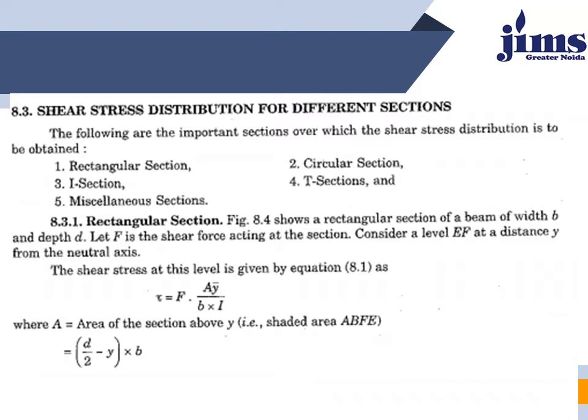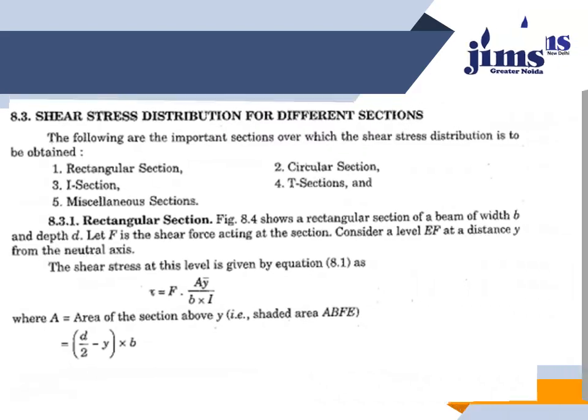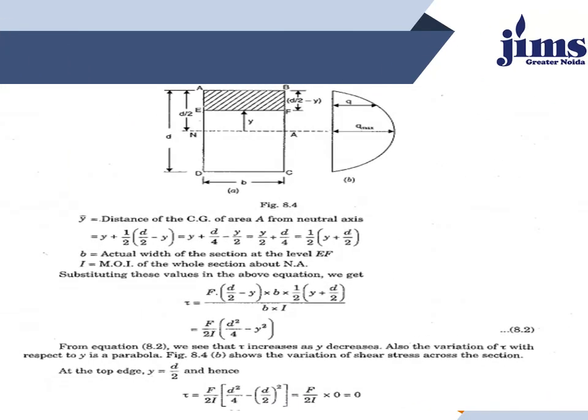The shear stress at this level is given by tau is equal to F A y bar divided by I into B. A is equal to the area of the section above, the shaded area, that is B multiplied by D by 2 minus y. y bar is equal to the distance of the CG of A from the neutral axis, that is y plus 1 by 2 of D by 2 minus y, and it is equal to 1 by 2 of y plus D by 2, where B is equal to the actual width of the section at level EF, and I is equal to the moment of inertia. Substituting these values in the equation, we get tau is equal to F divided by 2I multiplied by D square divided by 4 minus y square.